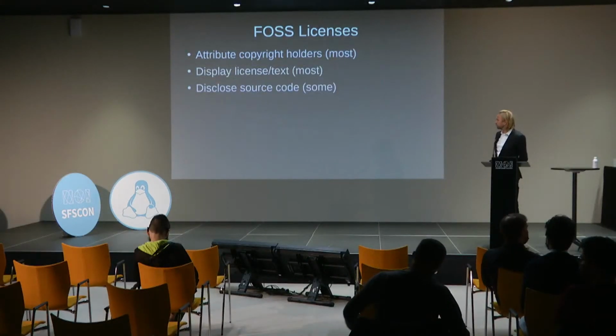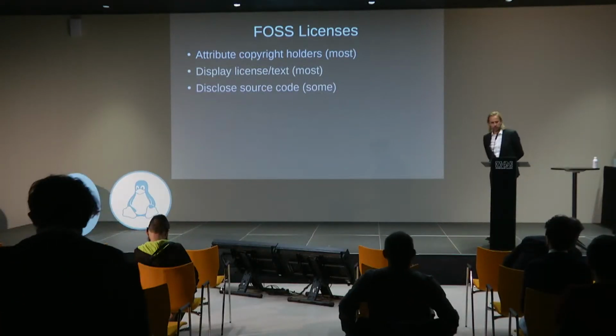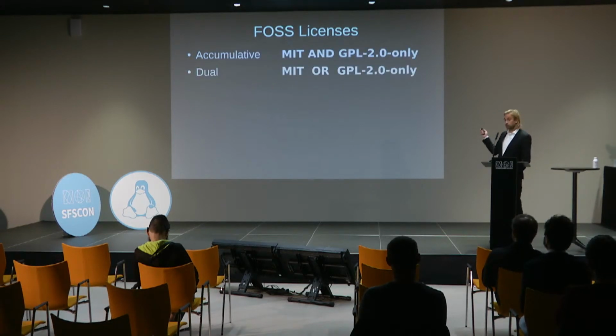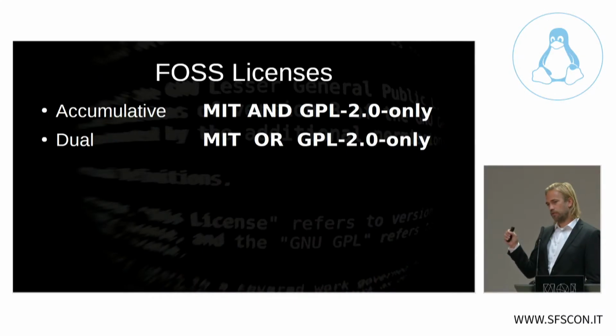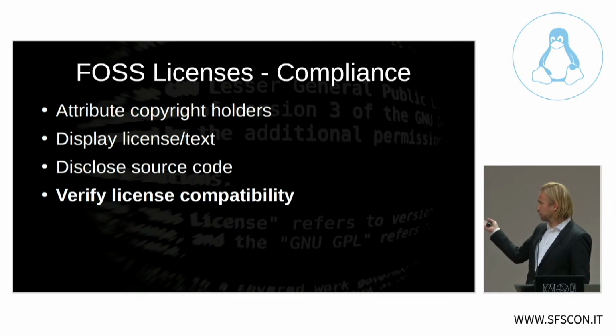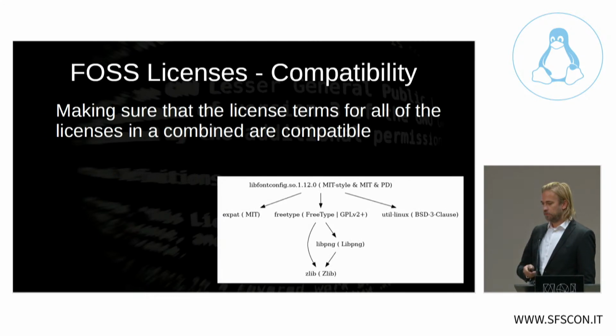So in short, compliance is about attributing, displaying license text, and disclosing source code. I'm going to bore you a bit. You've seen these kinds of licenses where you have multiple licenses in different ways. You can combine them with AND or OR. That has implications, as we're going to see later. So when it comes to my work, doing compliance, it boils down to these activities. And I'm not saying, like you guys, you're doing a lot. I'm doing a tiny thing here, and that's checking license compatibility.